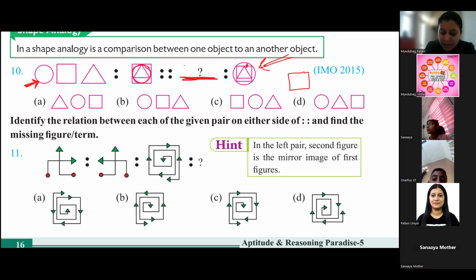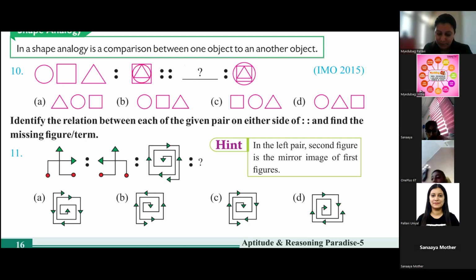Yes, ma'am. Then the second figure, square, is the outermost figure in the answer figure. So the outermost figure over here is circle. That means the second figure that we want is circle, and for the third only triangle is left. So this should be the sequence of figures, and which is matching option number C. C. Correct? Good. Yes, ma'am.